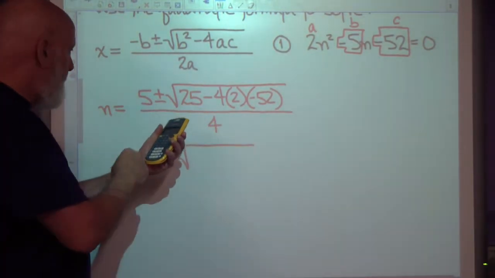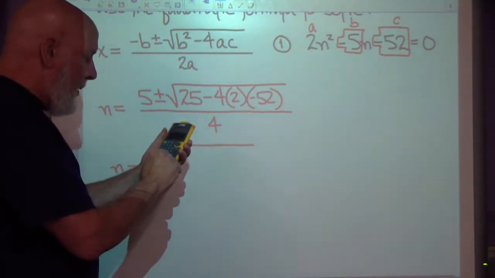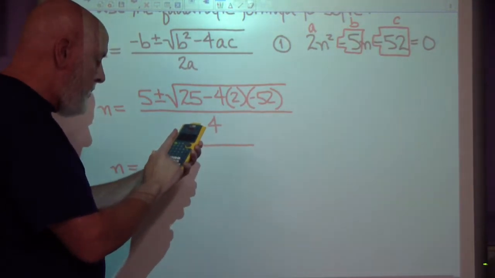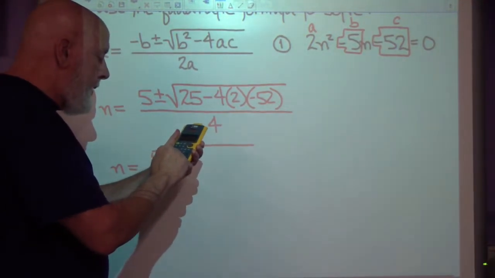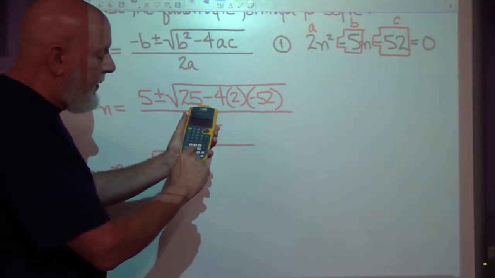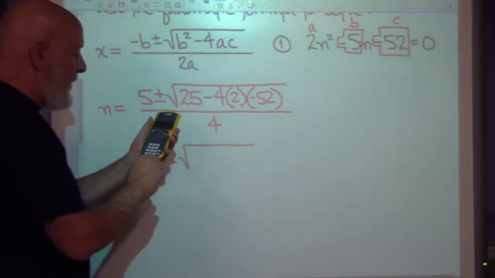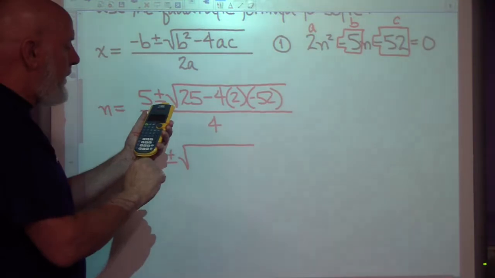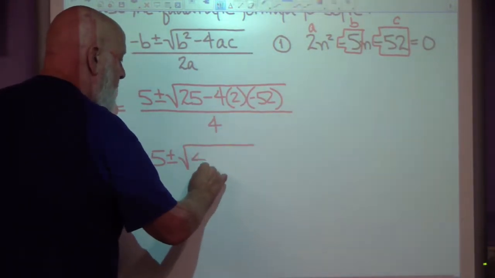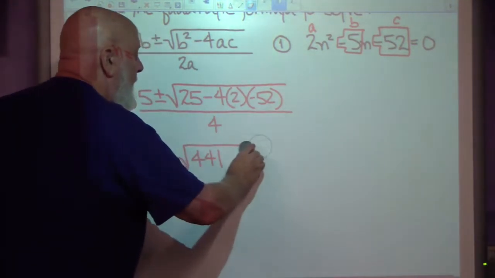So here we go. We'll say 25 minus 4 times 2 times negative, I'm using this one, 52. And I just typed it in there just the way it looks with parentheses and everything. I'm going to hit enter. This is 441. Underneath the radical is 441. I didn't hit square root or anything. I'm just simplifying under the radical.